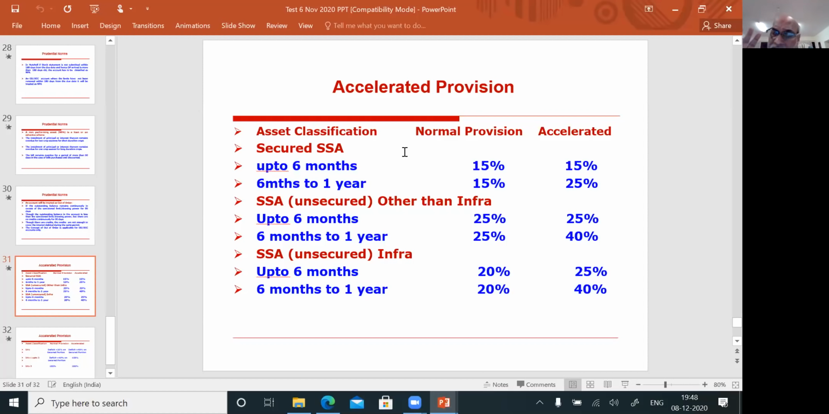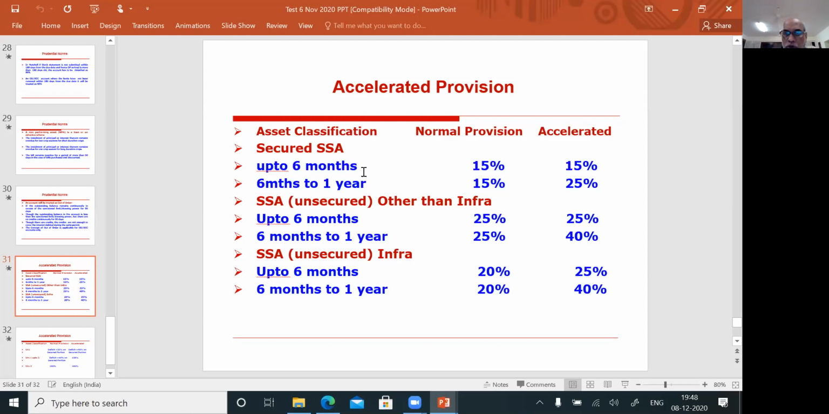You know, for the secured substandard, 12 months it will be in the secured substandard, isn't it? What is the provision? 15%. Normally, for the secured substandard, the provision is 15% on the book liability without taking into account the security available. Now, Reserve Bank of India has classified the secured substandard in 2 categories. The age of the NPA is up to 6 months. The age of the NPA is 6 months to 1 year. You know, secured substandard will be only for 12 months in a substandard category.